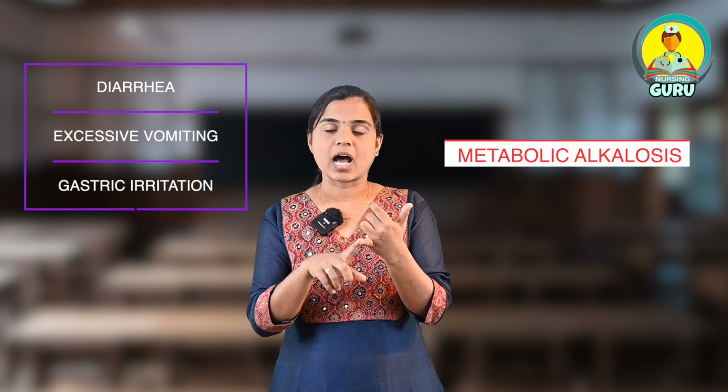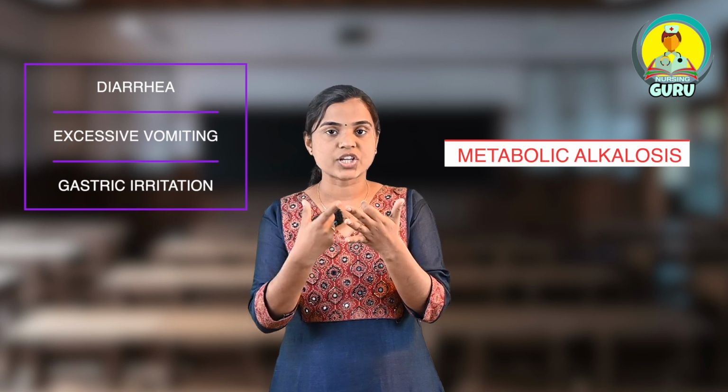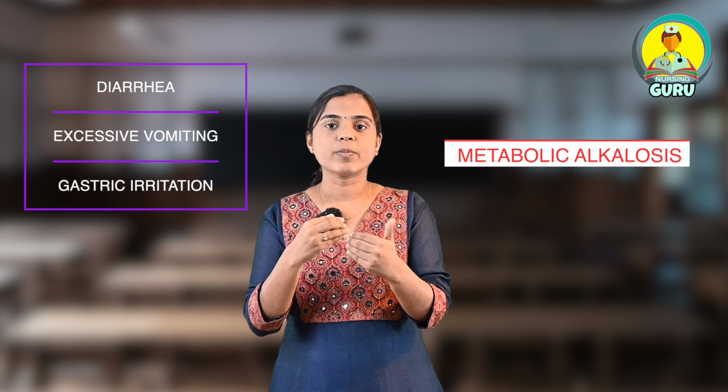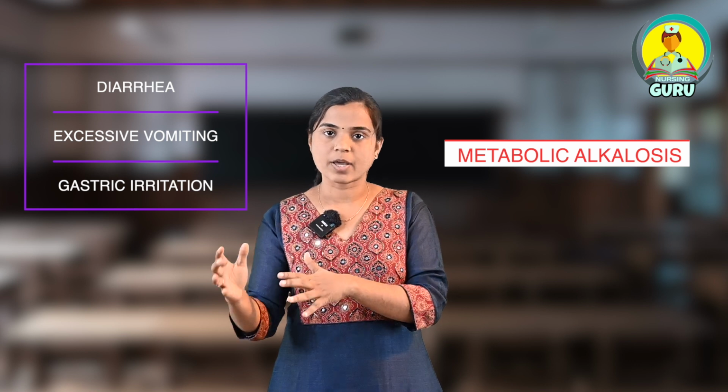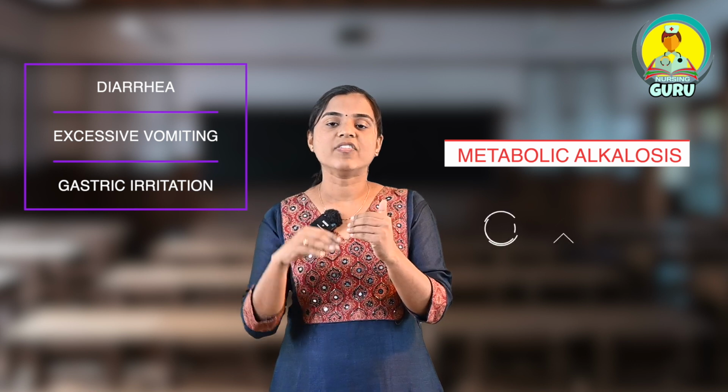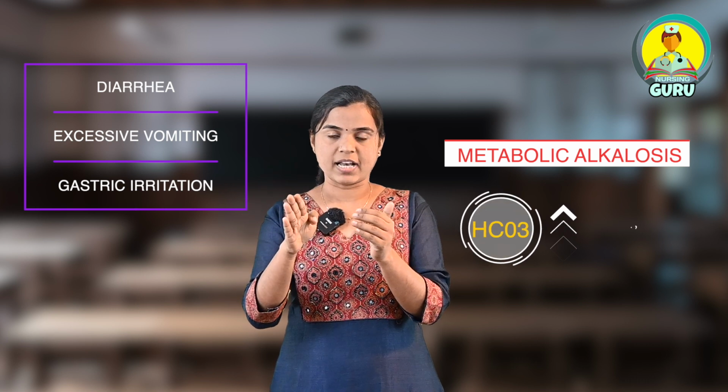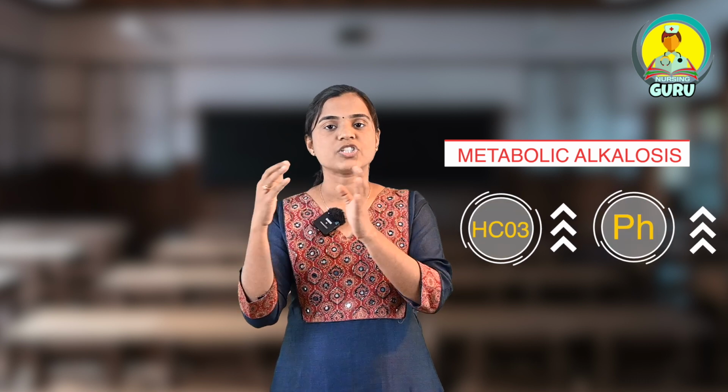Coming to metabolic alkalosis, it will be associated with some GI disturbances like diarrhea, excessive vomiting, gastric irritations. So, excessive vomiting and diarrhea are associated with GI problems. Hence, that patient will be having increased HCO3 level and increased pH. So, the patient will be having metabolic alkalosis. These are some examples of the conditions associated with acid-base imbalance. Hope you all understood this acid-base imbalance and related topics.